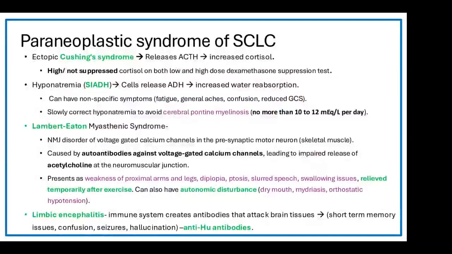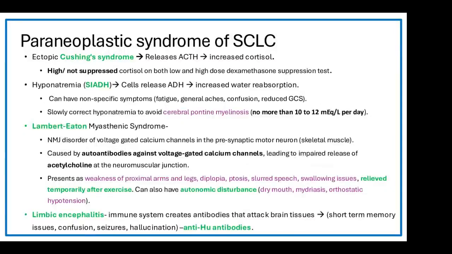So in terms of the paraneoplastic syndromes, there are four main ones to remember. The first one is ectopic Cushing syndrome. Essentially the tumor is releasing ACTH, and that increases cortisol. Normally, ACTH is released by the pituitary. So if we do the dexamethasone suppression tests, it would not be suppressed on both low and high dose if it's caused by an ectopic cause, which is small cell lung cancer.